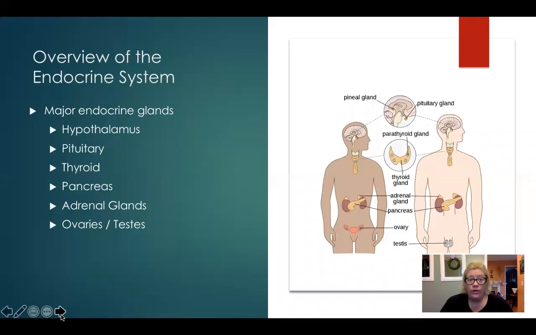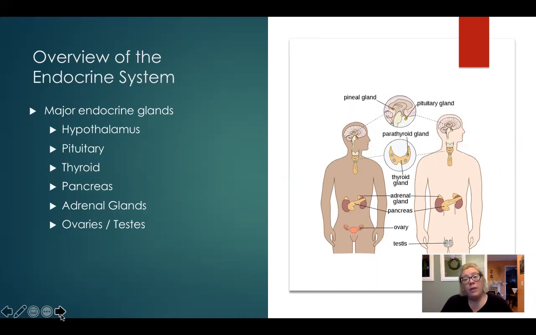A quick overview of the endocrine system. It's made up of a series of glands that are distributed throughout the body. They're not in close proximity to each other, but they don't need to be, because they are going to produce these hormones that are going to be picked up in the bloodstream and move throughout the entire body. So there's no need for all of these glands to be grouped together, and there's no need for all of these glands to be located directly next to what is going to be referred to as the target organ for that particular hormone.